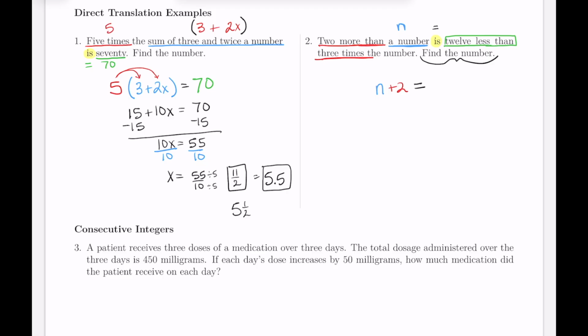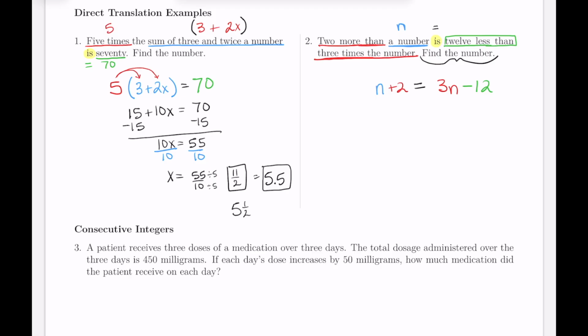What we need to do is we're going to say we start with 3 times the number, and we want 12 less than that. So 12 less than what? 3 times the number. There we go. Now this says 12 less than 3 times the number. Okay. All right. From here, this is relatively easy, hopefully.